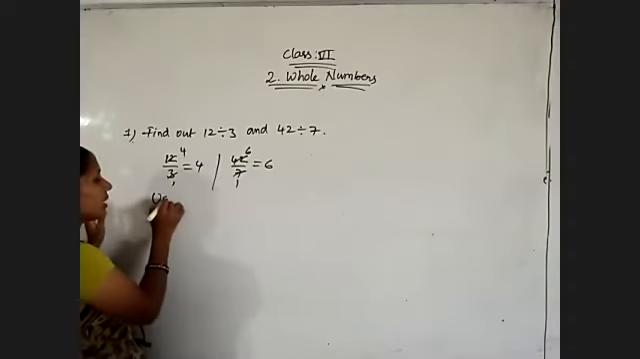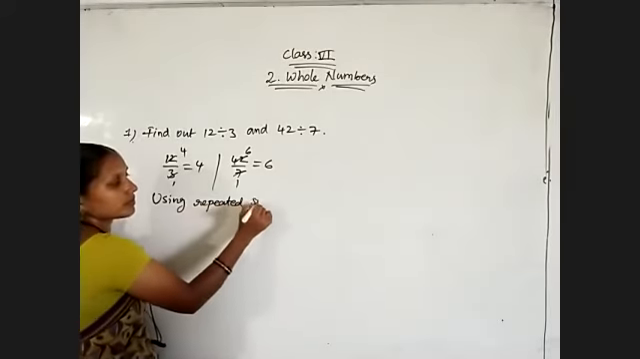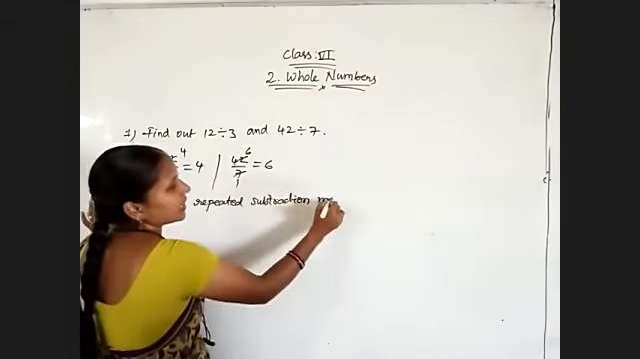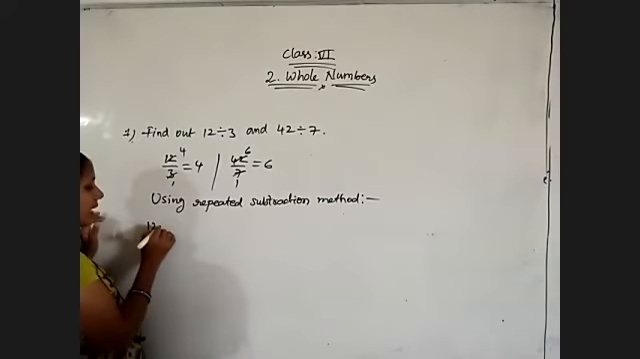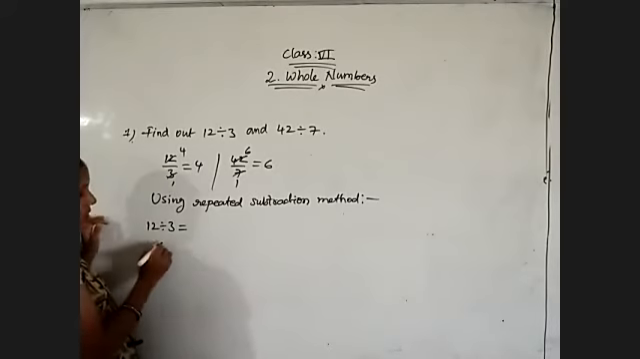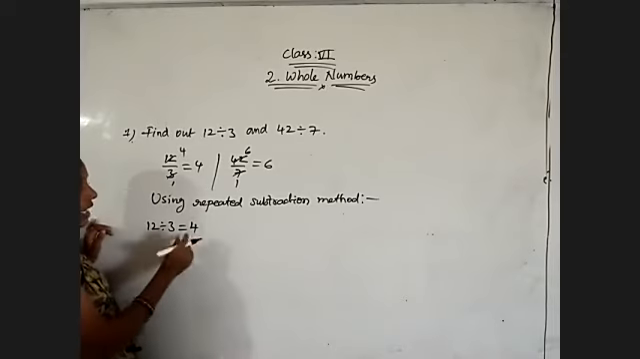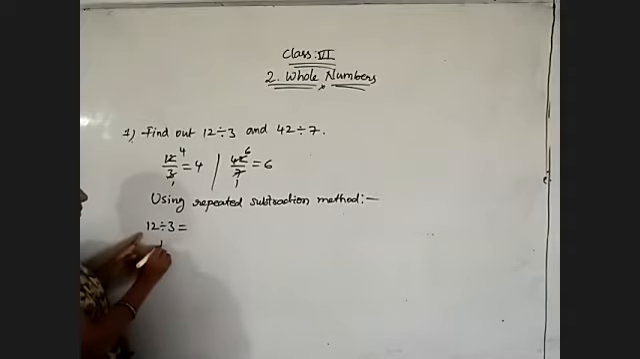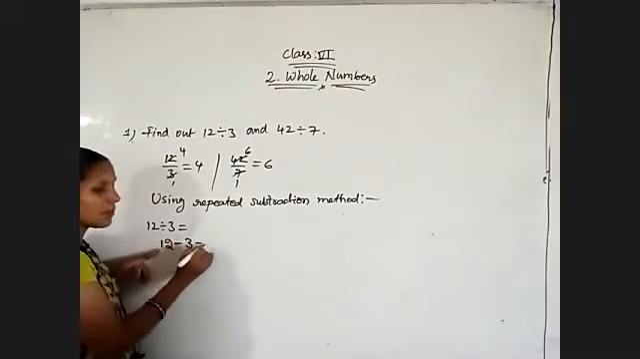Suppose we are using the repeated subtraction method, how will we get the answer? 12 divided by 3 we want to find first. As we know 12 divided by 3 is equal to 4, but we will check whether we get that or not. In the repeated subtraction method, from the first number we subtract the divisor. Here the divisor is 3, so subtract the divisor repeatedly.